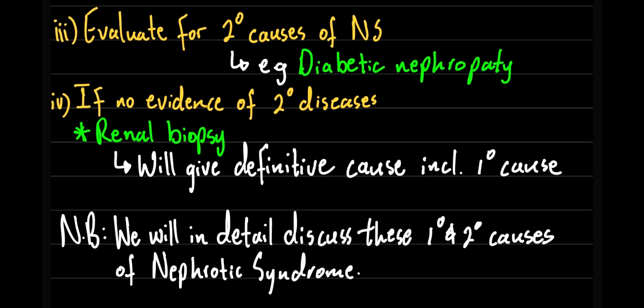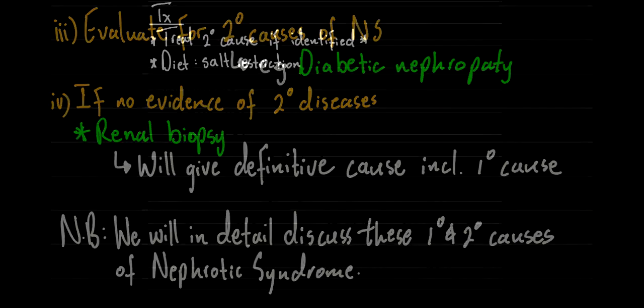Following the above mentioned, we evaluate for secondary causes of nephrotic syndrome. So this is where we check for history of known disorders that cause nephrotic syndrome, for example, diabetes. We'll measure the glucose level, in lupus, antibody tests, and others accordingly, and if we do not find any secondary causes, renal biopsy is indicated, and this will give us the definitive cause of nephrotic syndrome. We will discuss the primary and secondary causes of nephrotic syndrome in further detail in later videos.